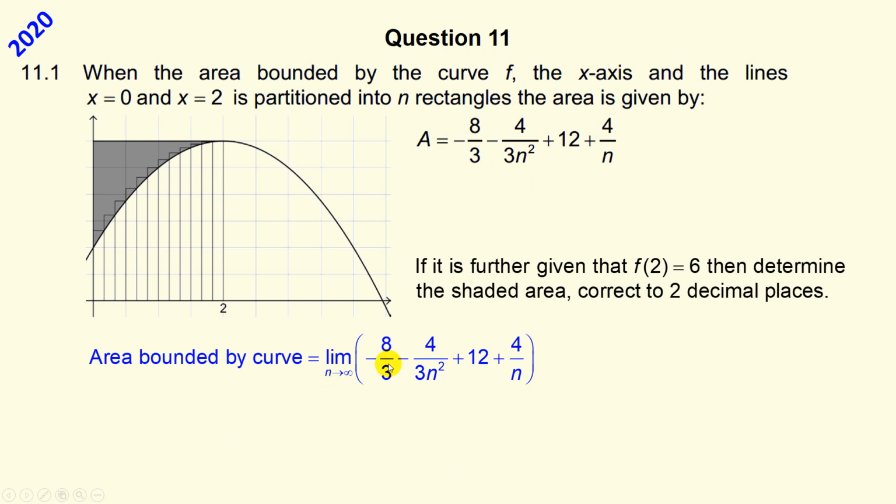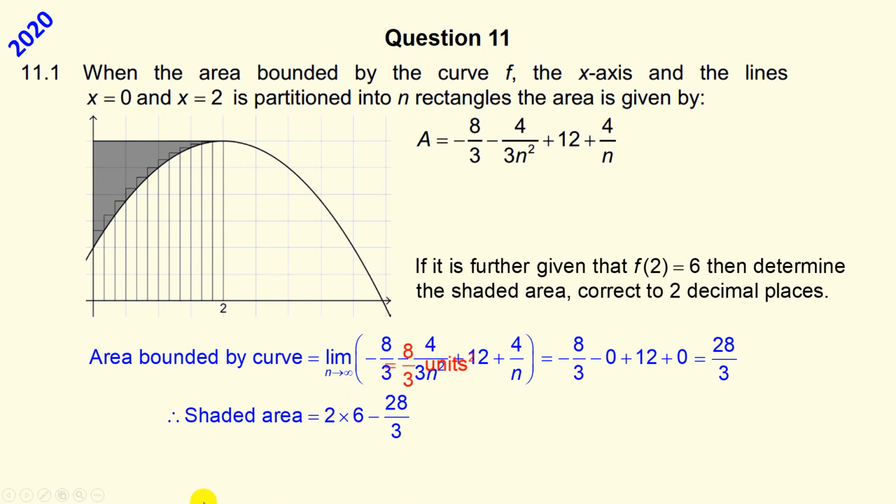Now, as n tends to infinity, that's a constant, so they stay. But these two have n in the denominator, so they'll go to 0. So there is our area bounded by the curve from 0 to 2. Now, all we have to do is subtract that area from the area of the rectangle, which is 2 times 6, giving you 8 over 3 square units.